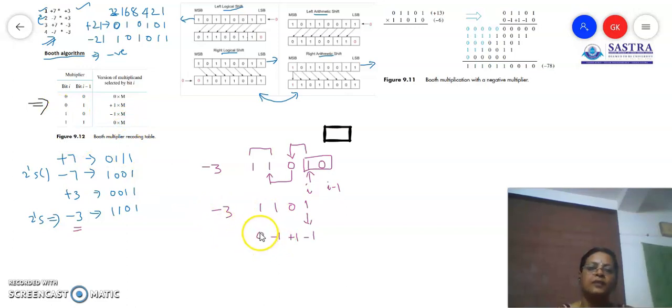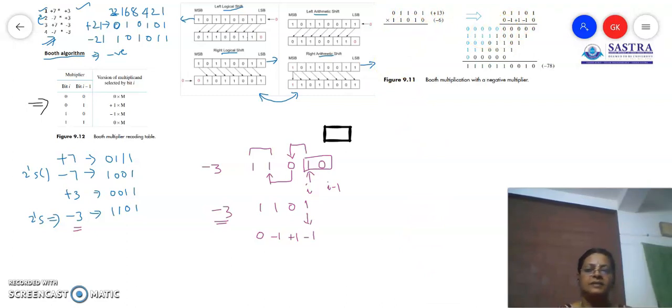Whenever we find a negative multiplier, first write the binary equivalent of that multiplier. Because it is a negative number, you write the 2's complement of that number. Having written the 2's complement, apply Booth encoding and form the Booth multiplier. When this Booth multiplier is formed, then we can proceed with the normal multiplication. Now we will see how to perform the multiplication for this case.